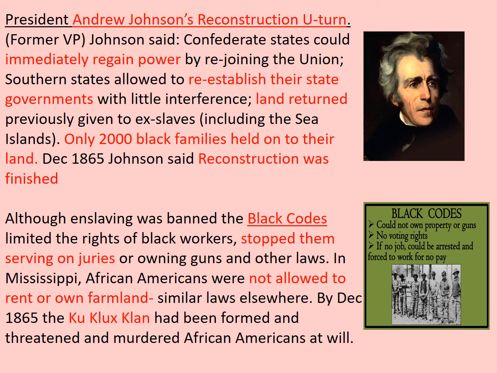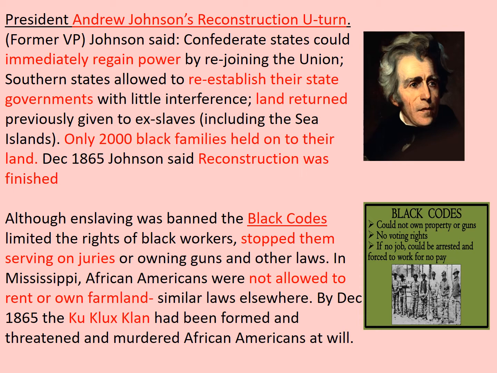Remember, they've just fought for years over this issue of slavery. President Andrew Johnson, the former vice president, seems to throw this all away. He says that Confederate states, those southern states, could immediately regain their power. They could re-establish their state governments. He gave the land back to slave owners, including those sea islands we looked at earlier, and only 2,000 of the black families held onto their land. And then, in December of that year, Reconstruction is declared finished.